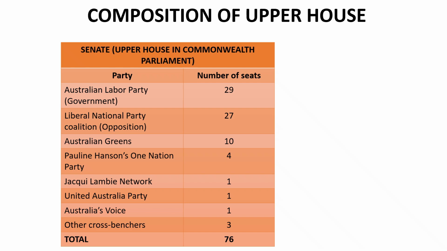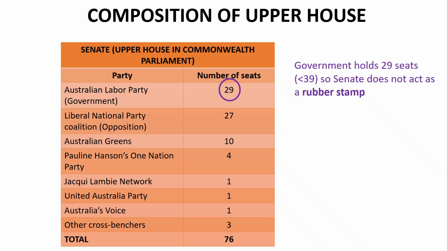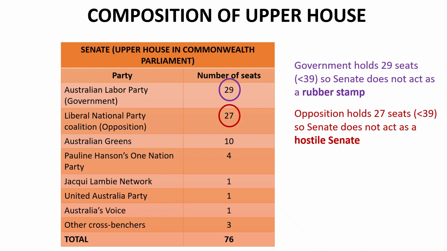To control the Senate, the government would need to hold 39 seats, but the government only holds 29 seats. Therefore, this is not a Senate that can act as a rubber stamp. To control the Senate, the federal opposition would need to hold 39 seats, but the federal opposition only holds 27 seats. Therefore, this is not a Senate that can act as a hostile Senate.